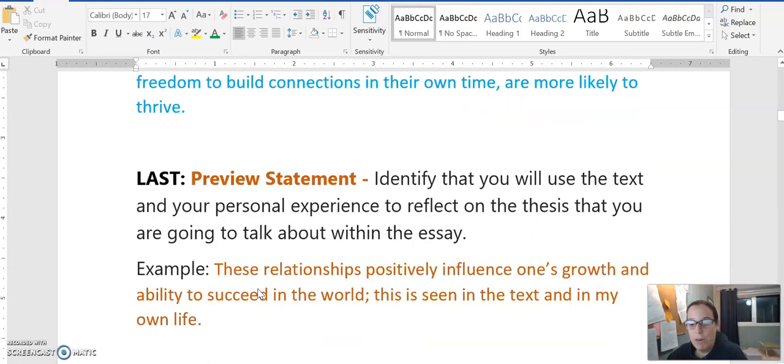Last part of your introductory paragraph is your preview statement. So, okay, we know what you're going to be arguing. Now tell us how you're going to be doing that. And so you want to identify that you're going to use the text as well as a personal experience to reflect on the thesis that you're going to talk about. So an example is, these relationships positively influence one's growth and ability to succeed in the world. This is seen in the text and in my own life. So I'm saying, I'm going to be talking about these things. First, I'm going to be talking about it with reference to the text, and then I'm going to talk about it in my own life.